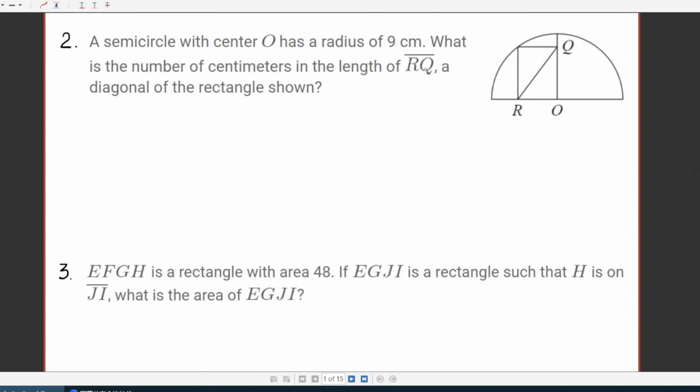Okay, number 2, a semicircle with center O has radius of 9 centimeters. What is the number of centimeters in the length of RQ, the diagonal of the rectangle shown here? Okay, the other diagonal of the rectangle is the radius of the circle, right? If you connect this point to the point O here, then you can see the other diagonal of the rectangle is the radius of that circle, which is 9 centimeters, right?